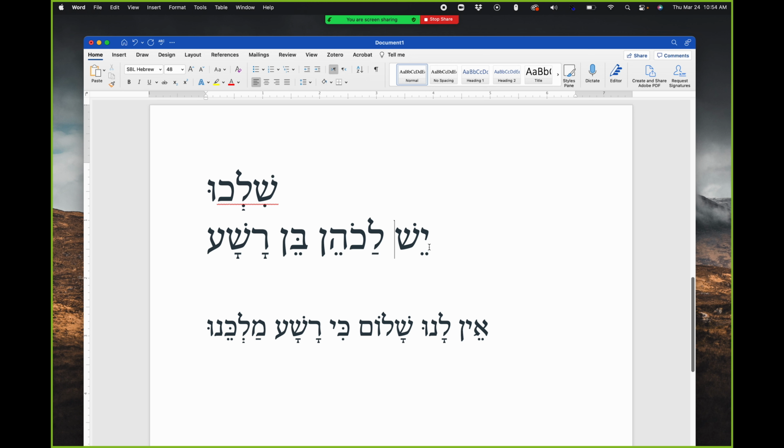And so the too literal translation would be "there is to the priest a wicked son." The proper way to translate that is "the priest has a wicked son," because again, yesh plus lamed indicates possession.